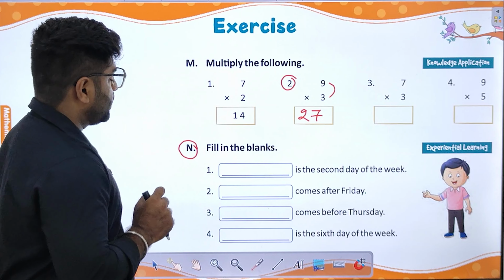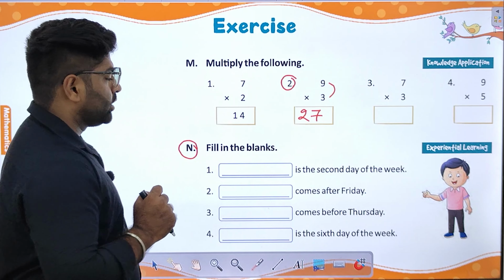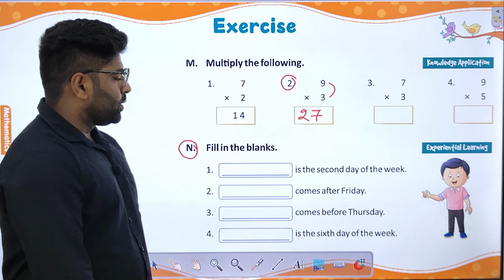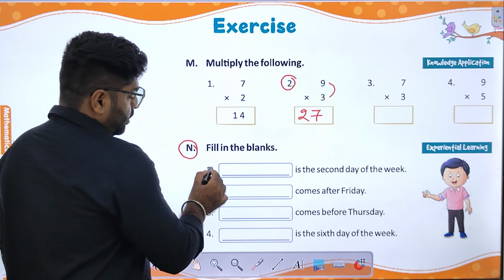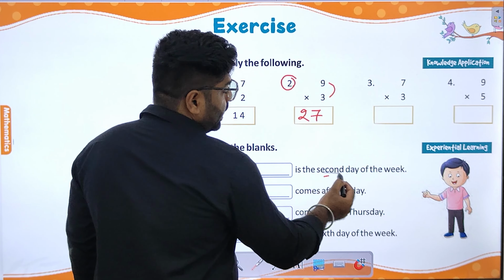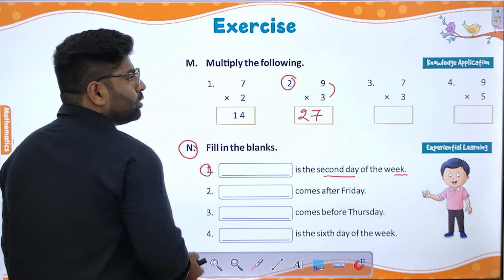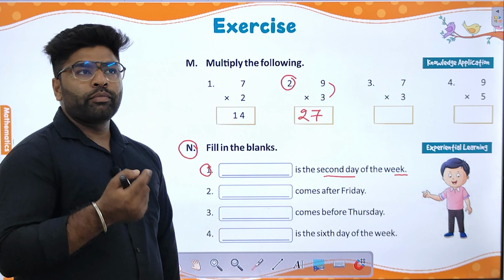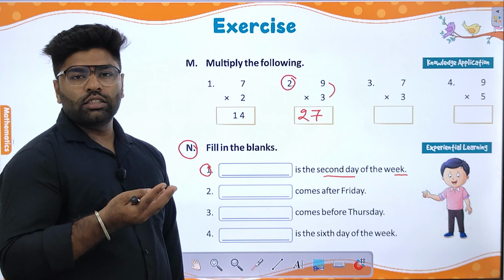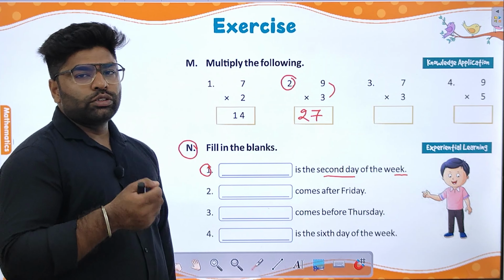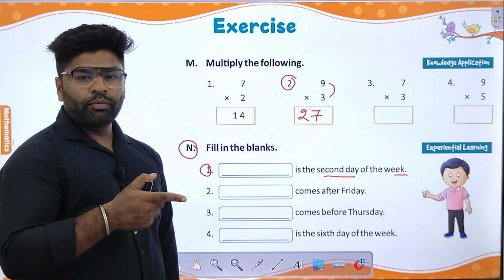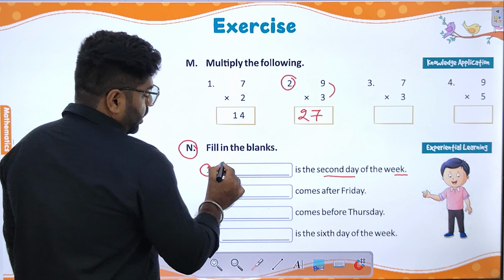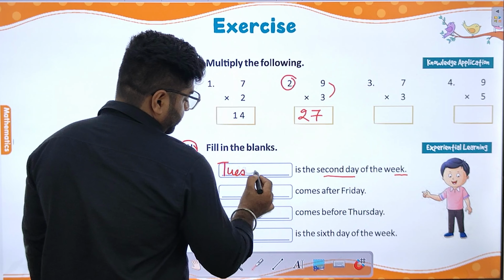So here we are having the next part, question number 8, fill in the blanks. This is related to the days of a week. So let's pick question number 1 first. Dash is the second day of the week. If you have learned the days of a week, Monday, Tuesday, Wednesday, Thursday, Friday, Saturday, Sunday. So the first day of a week is Monday. After that, we are having Tuesday. So according to our question, we are having Tuesday.